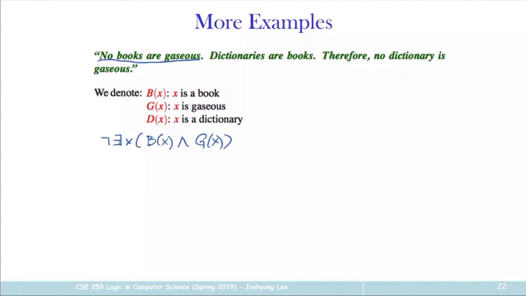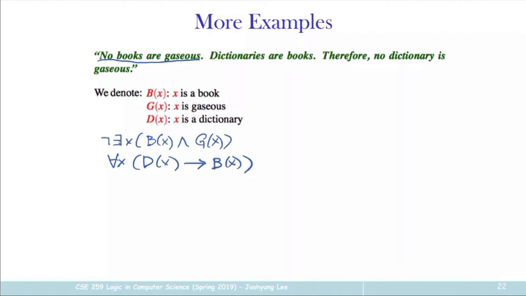So here, imagine that you have to use the quantification. We are talking about all dictionaries are books. All elements that belong to dictionary also belong to the book. So for all X, if X is a dictionary, then X is a book. We are going to write this formula.